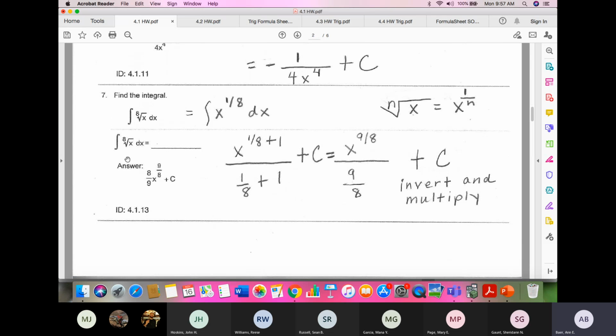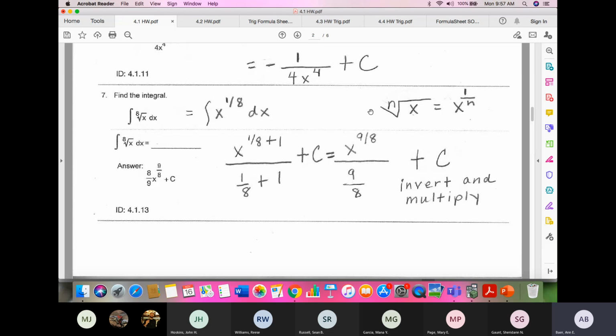Looking at number 7 here, this 8 is in that little v of the root. So this is really asking us to integrate the 8th root of x dx. Well, a root like that is just an exponent. It's not x to the 8th. If we wanted that, we would write it down as x to the 8th. It's actually x to the 1 over this index of 8 here. So I don't want to go ahead and do that. I'm going to leave that to you.